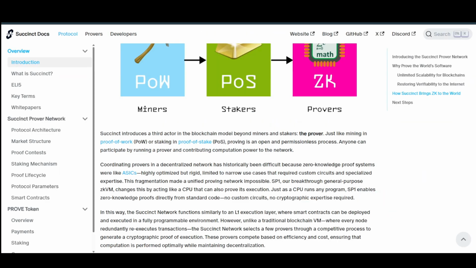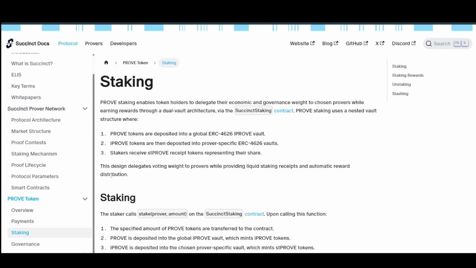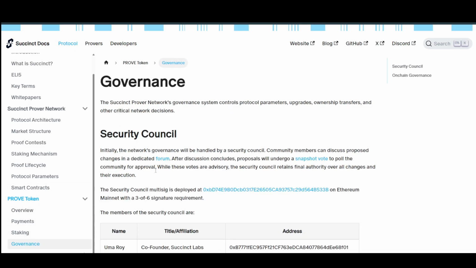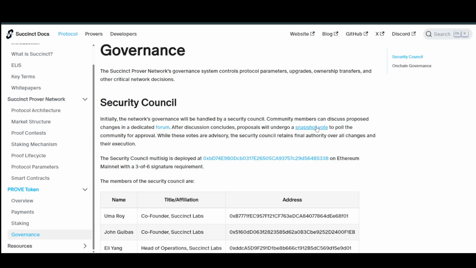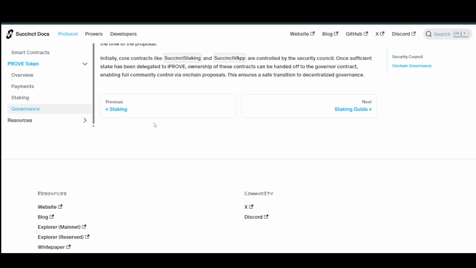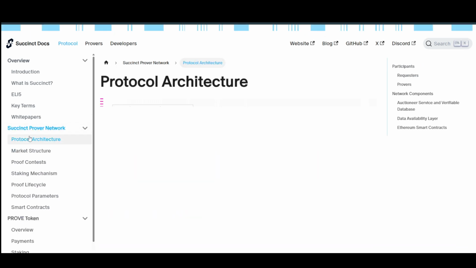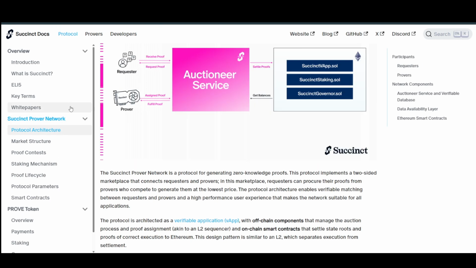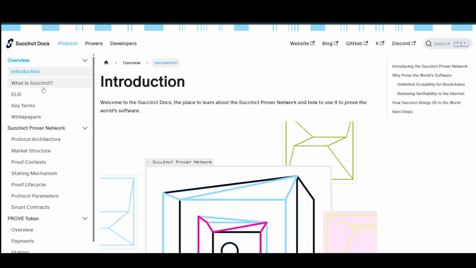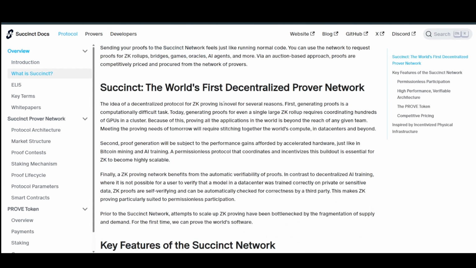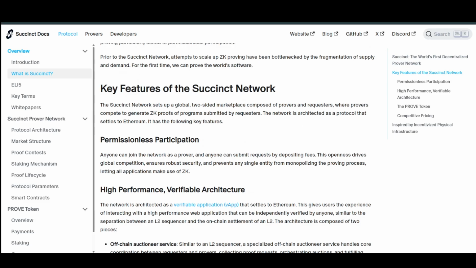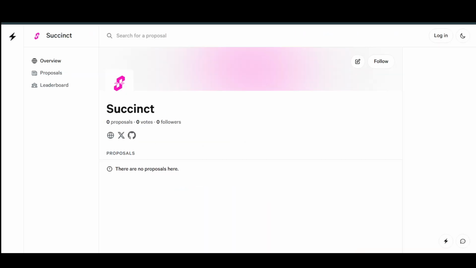Now it is also used for the staking as well, so you can also stake the token and secure the network, and it's also used for the governance as well. Overall, I would say it has a pretty good utility, and I think it should increase the demand of it in the long term as well. But we'll talk about the tokenomics in just a minute. And this is their governance. They don't have anything as of now since it just launched.